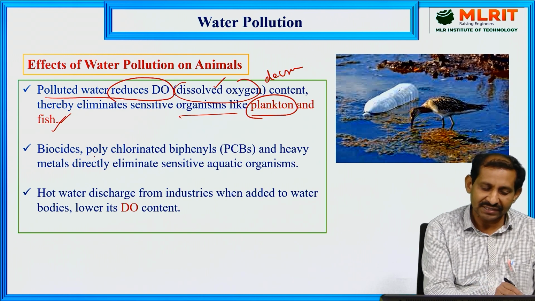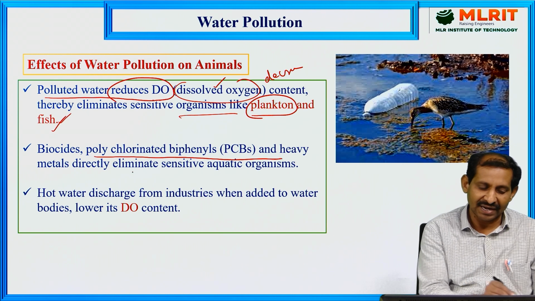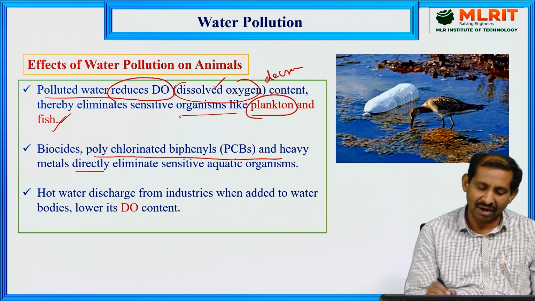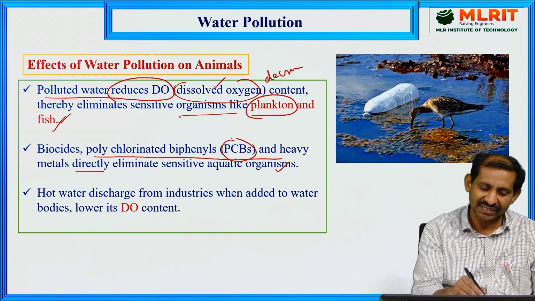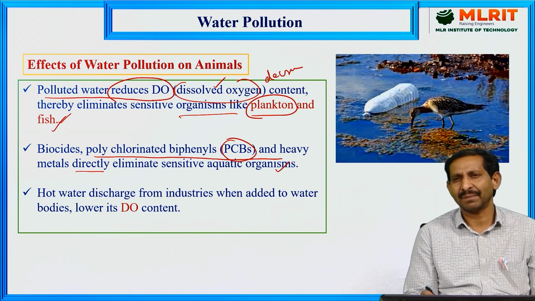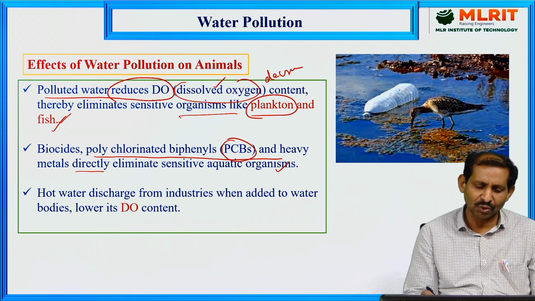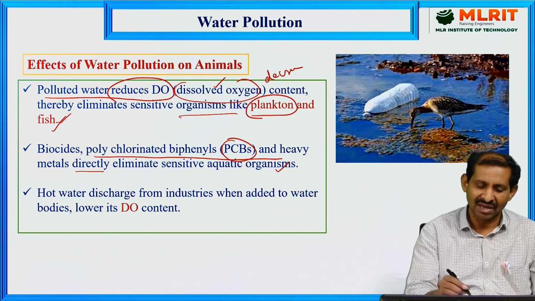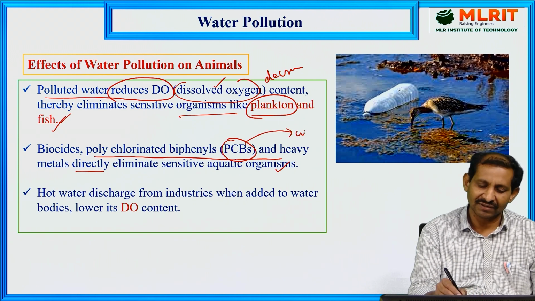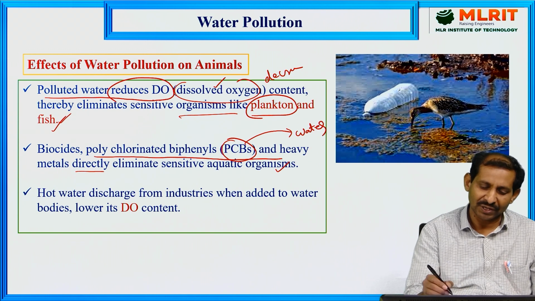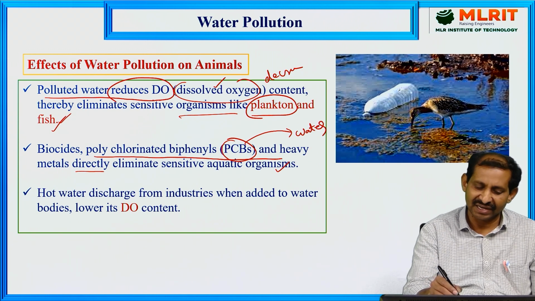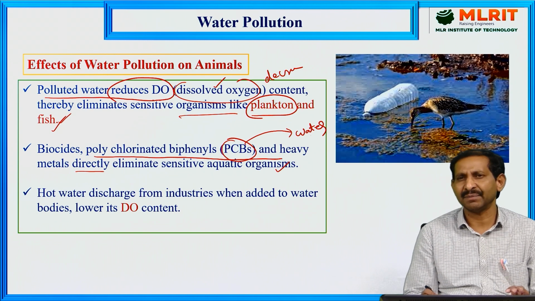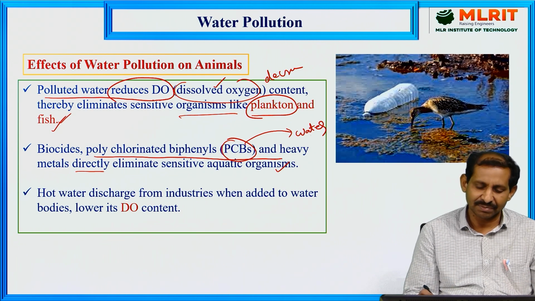Biocides, polychlorinated biphenyls and heavy metals directly eliminate sensitive organisms. For example, with PCBs, we are using a lot of plastic materials. The chlorinated biphenyls are mainly used as polymers for plastic materials. When these are dumped into the water bodies, along with heavy metals, they directly eliminate sensitive aquatic life, which is damaged directly by this plastic material.